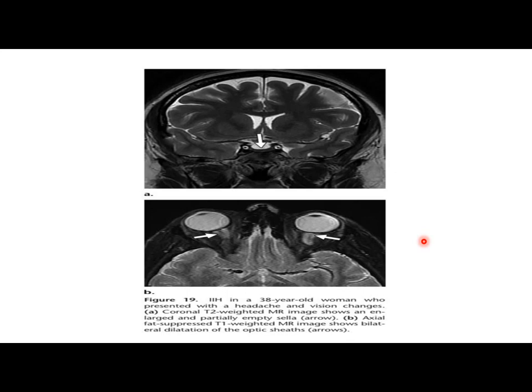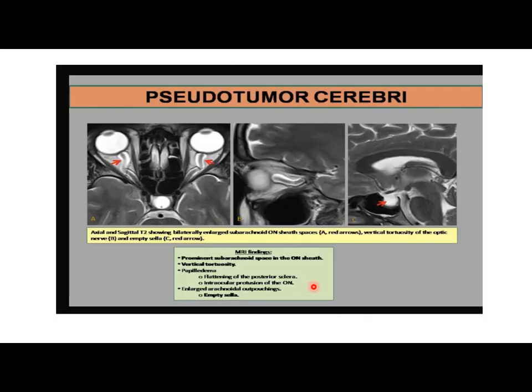And as we say, sometimes we have papilledema with protrusion of the optic disc. In this case, we don't have it. This is again the imaging finding, which is the tortuosity and the thickening of the arachnoid space around the optic nerve, empty sella sign. And this is the empty sella sign.